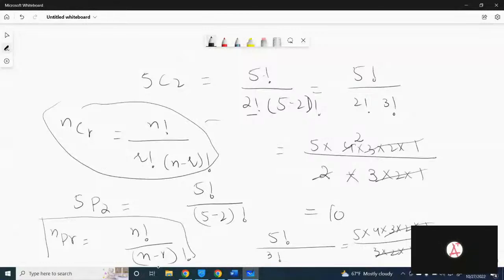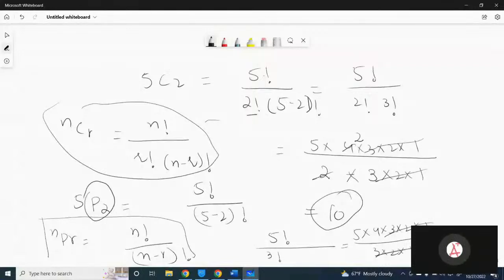See, when you calculate the permutation of the same numbers, it is 20, and the combination of the same is 10. That is the difference, because in permutations order does matter, and in combinations it doesn't matter. Got it? Okay, let's start with the test.